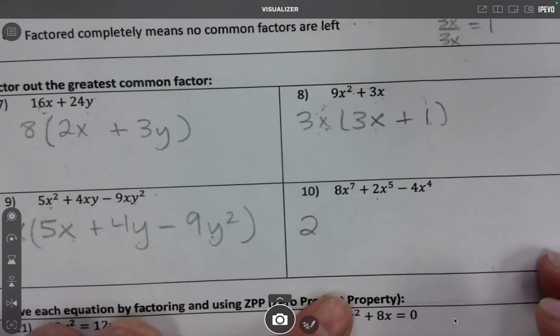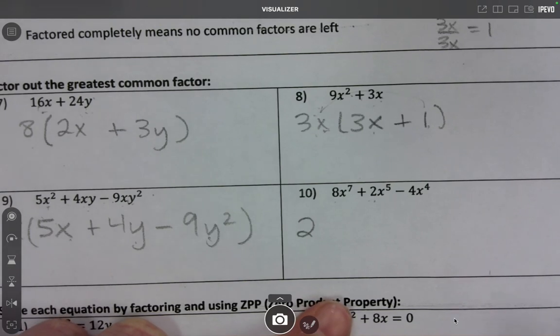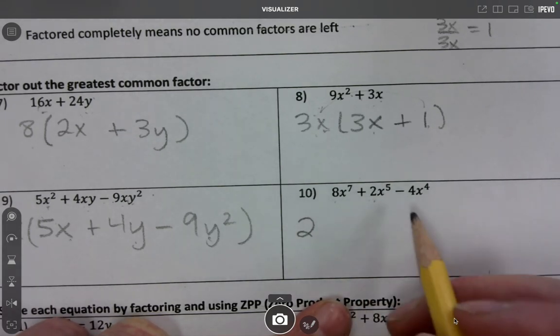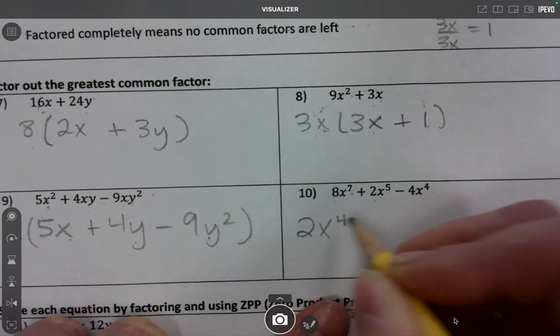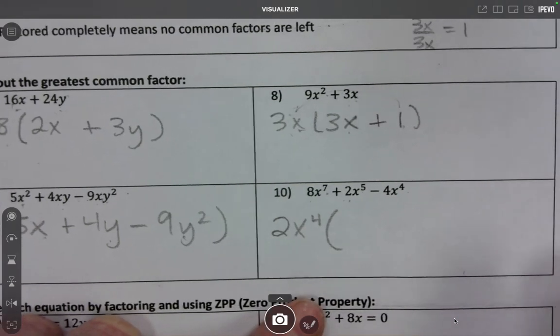And I also told you we can always factor out our lowest factor of x, so our lowest power of x. So I have 7, 5, and 4. So 4 is the lowest, so we can take a 2x to the fourth out of everything.